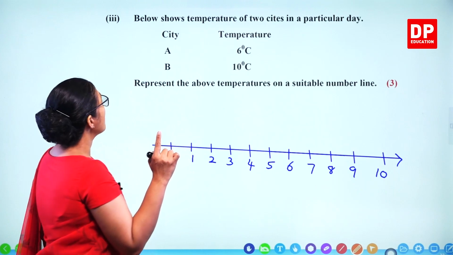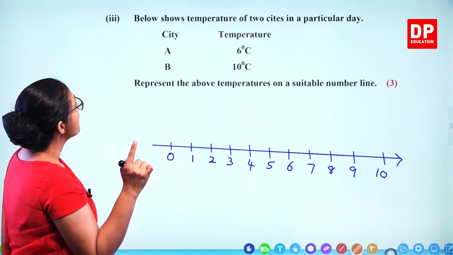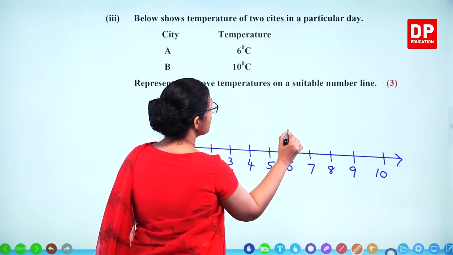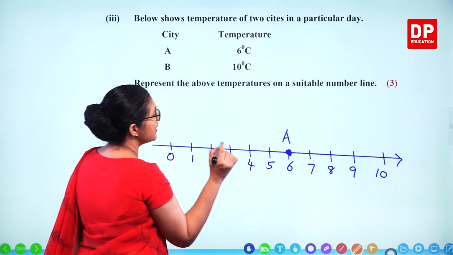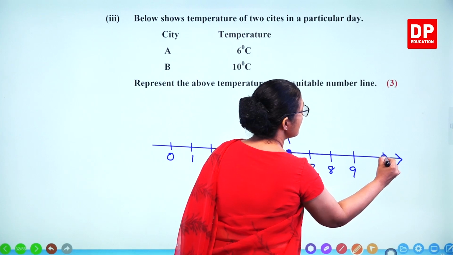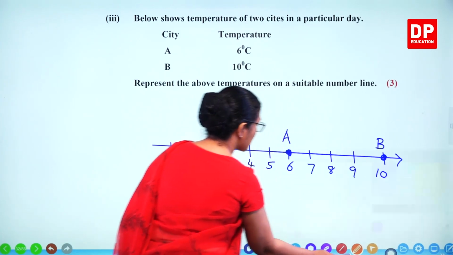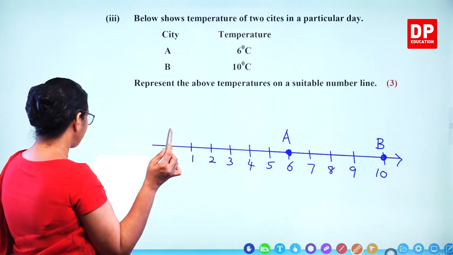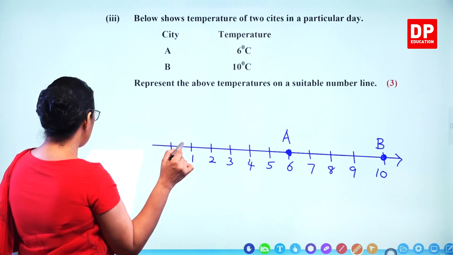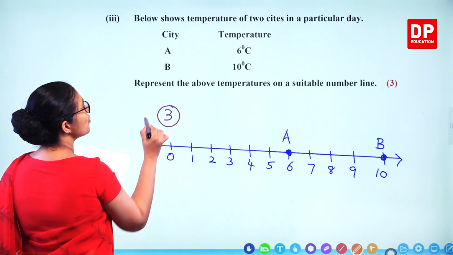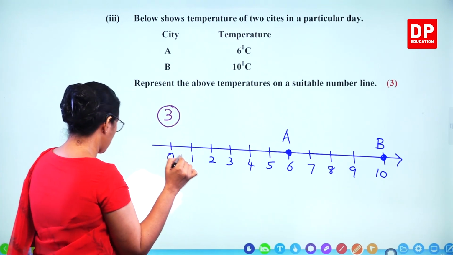Then you can mark 6. 6 is here. That's A. 10. Here. That's B. So you get 3 marks. Selecting the suitable number line, 1 mark, and marking the 2 points, 2, altogether 3 marks.